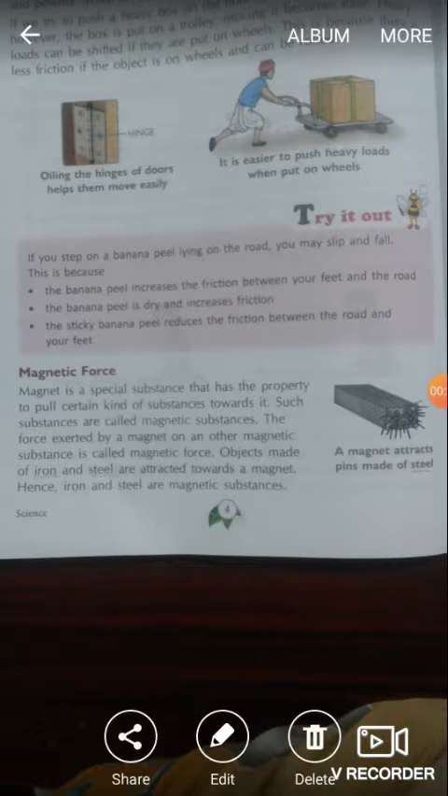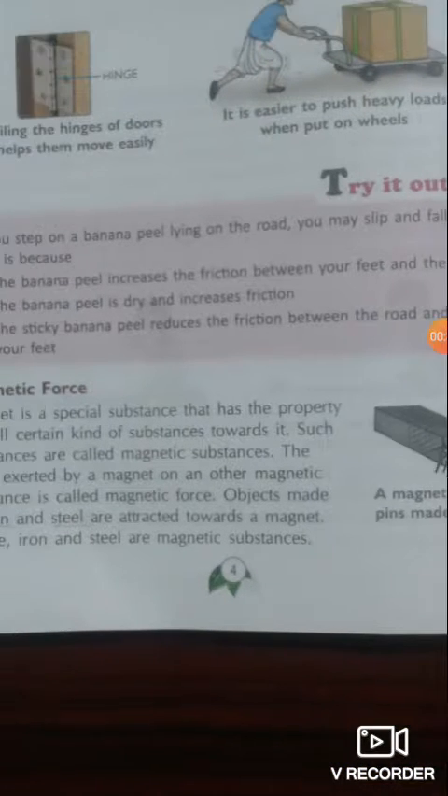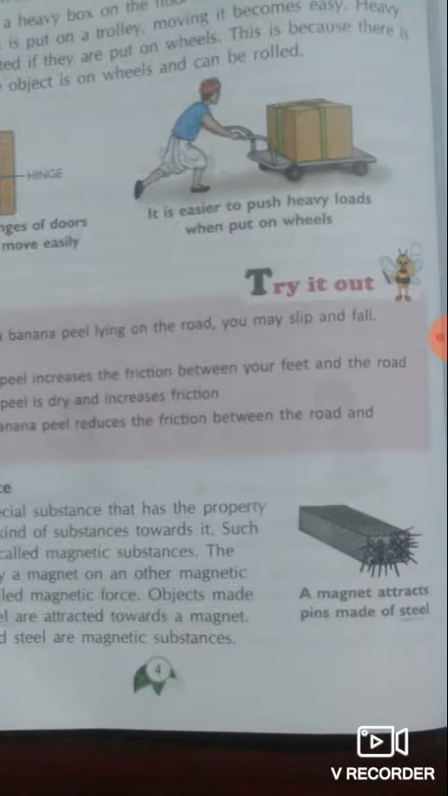Here one picture is given. You can see a magnet attracts pins which are made of steel. So this is magnetic force.